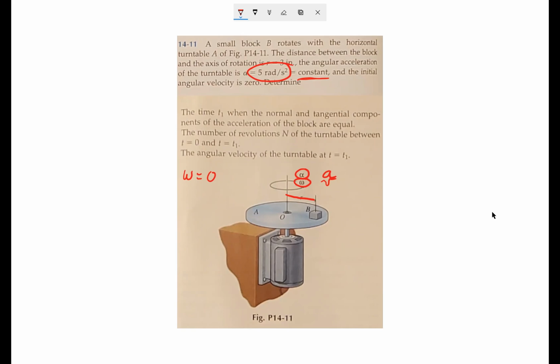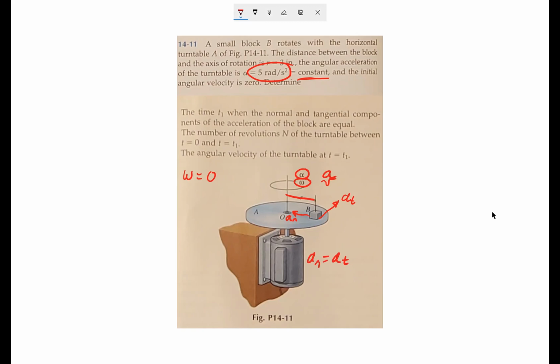They're saying that the acceleration of the block in the tangential direction, which is the direction of motion at that instantaneous moment, and the normal acceleration. If the block is moving in a circular path, then there is an acceleration towards the center. At time t1, the normal and tangential accelerations are equal to each other. That must be useful for something.